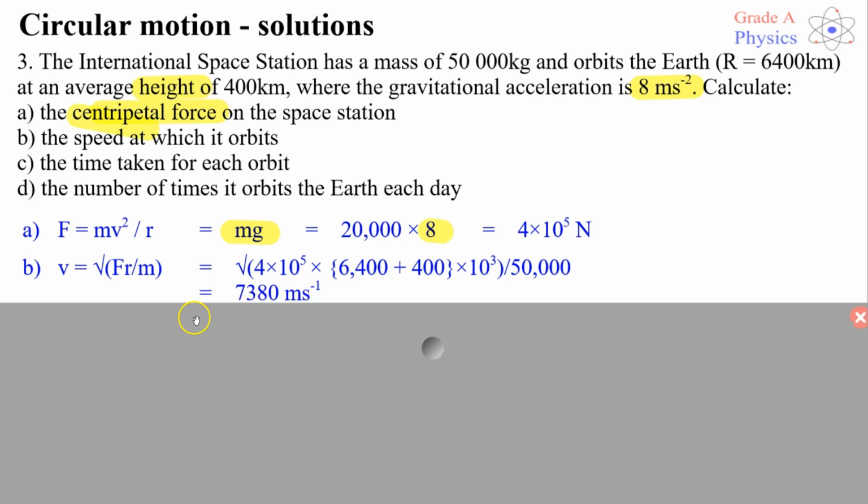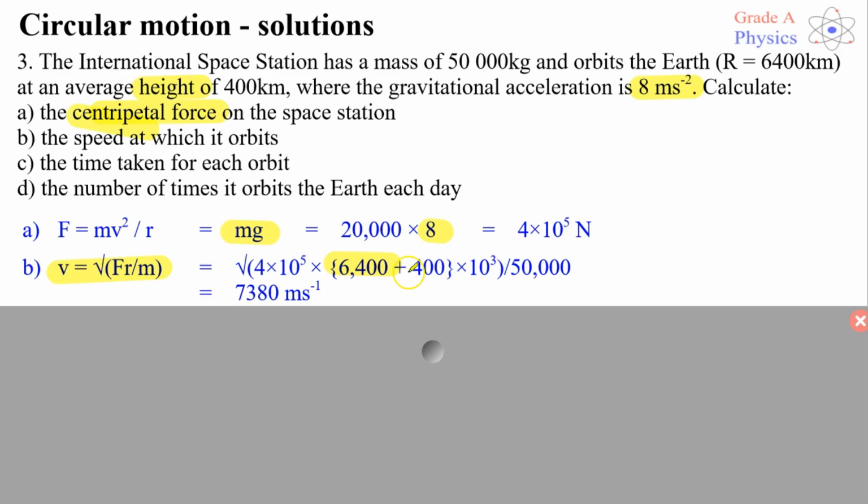Okay, and then we can use this formula for centripetal force, rearrange to make v the subject. Now we have the force, and we know the mass. Be careful with the radius. Very common, students think, right, that's a radius. That must be the value that I use. The radius is going to be plus 400. So the satellite is not orbiting at ground level. That would be very dangerous indeed.